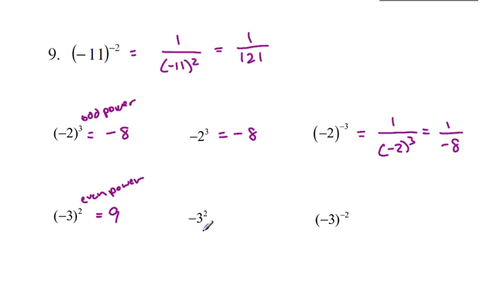Now here, even though it's an even power, that negative is just out front. The squared does not affect that because it's not in parentheses. It only squares the 3, which is 9. And in this case, we've got 1 over negative 3 squared, and we get positive 1/9.